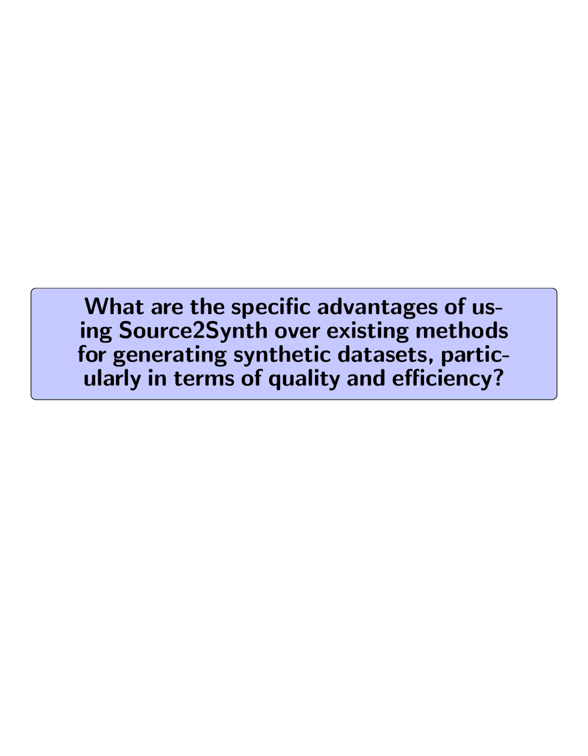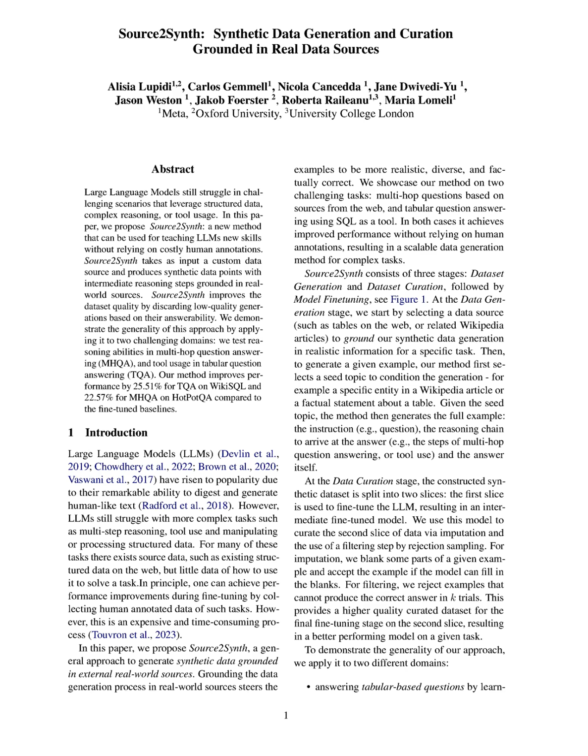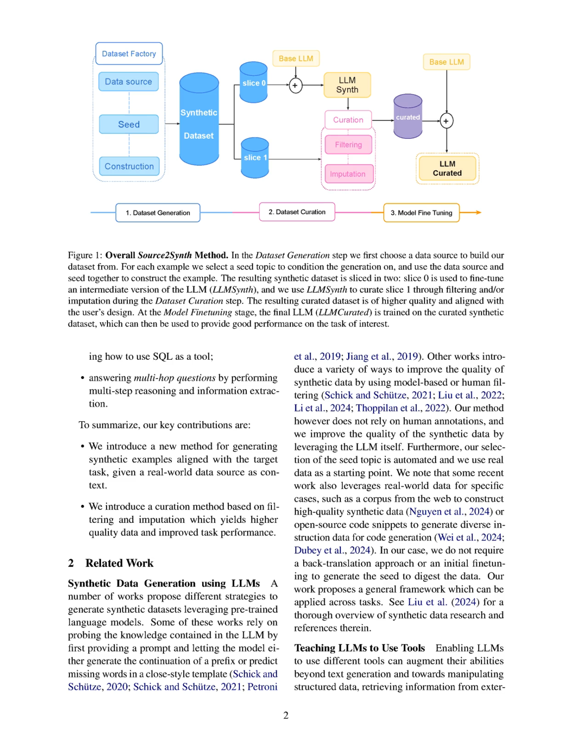What are the specific advantages of using Source2Synth over existing methods for generating synthetic datasets, particularly in terms of quality and efficiency? Source2Synth offers several specific advantages over existing methods for generating synthetic datasets, particularly in quality and efficiency. Firstly, it does not rely on human annotations, which significantly reduces the time and cost associated with data generation. Instead, it leverages the LLM itself to enhance the quality of the synthetic data.